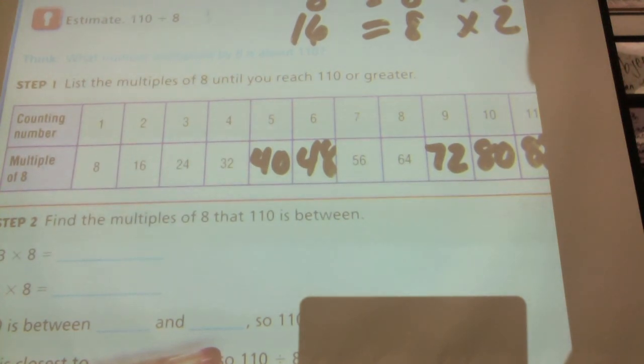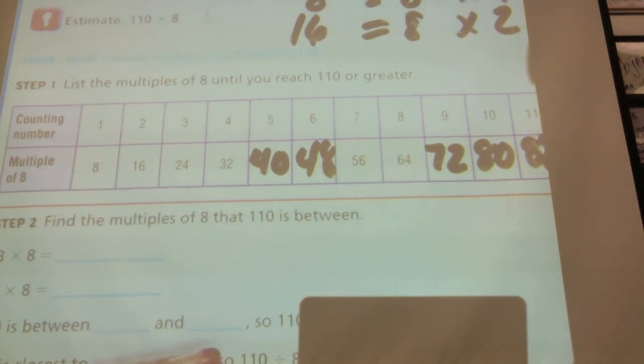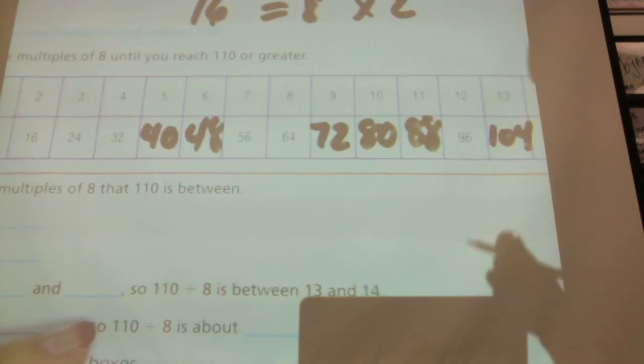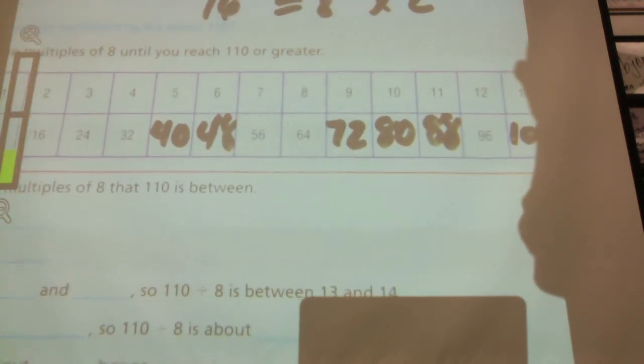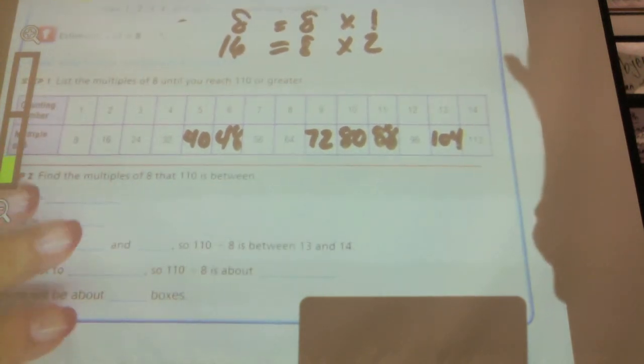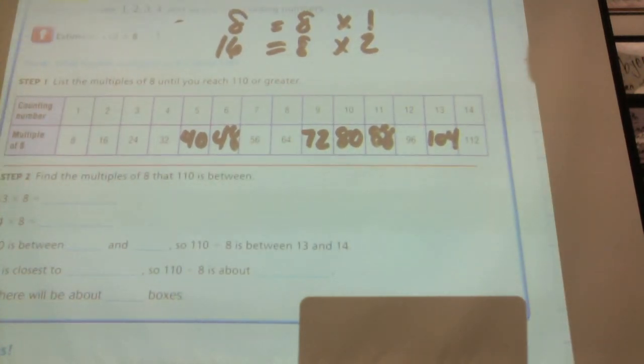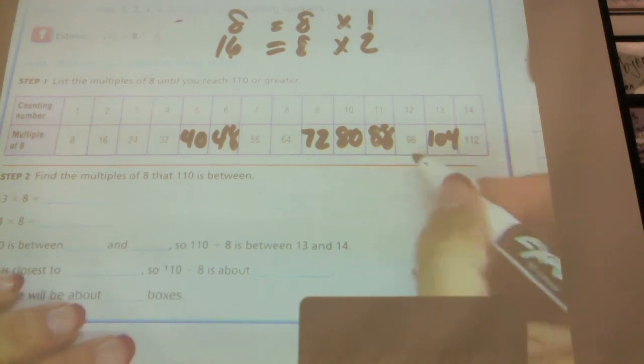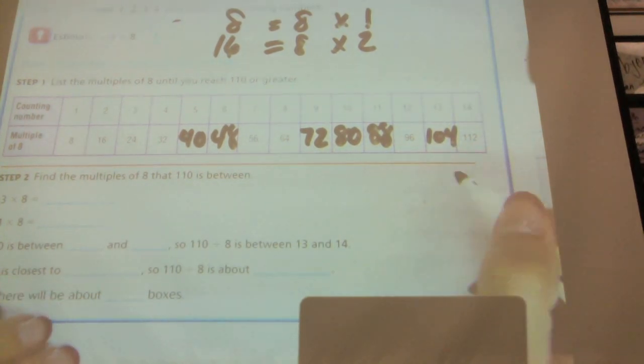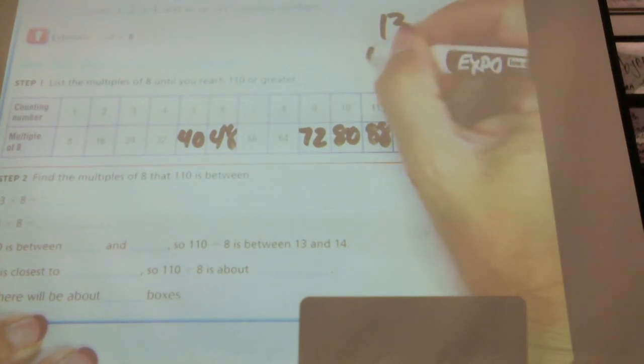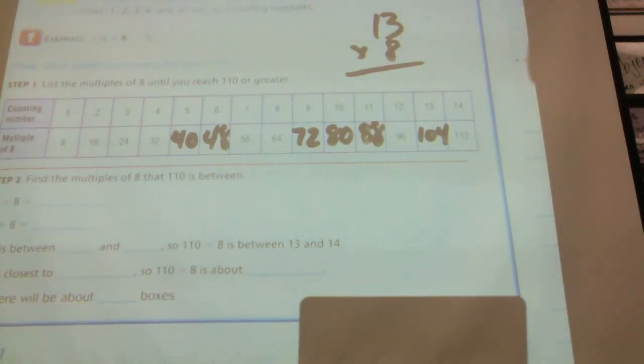104. All you have to do is add 8 to the 96 that you already have. So 104. Even if you don't know that multiplication in your head, you can add it. If you know 12 times 8 is 96, you can add it. Or you can just multiply it out like this. 13 times 8, right? And then you can find it out.